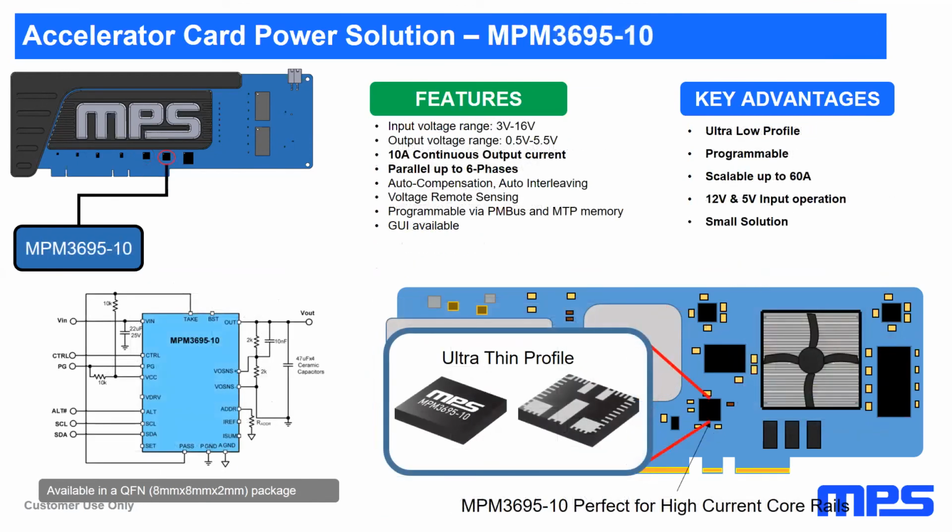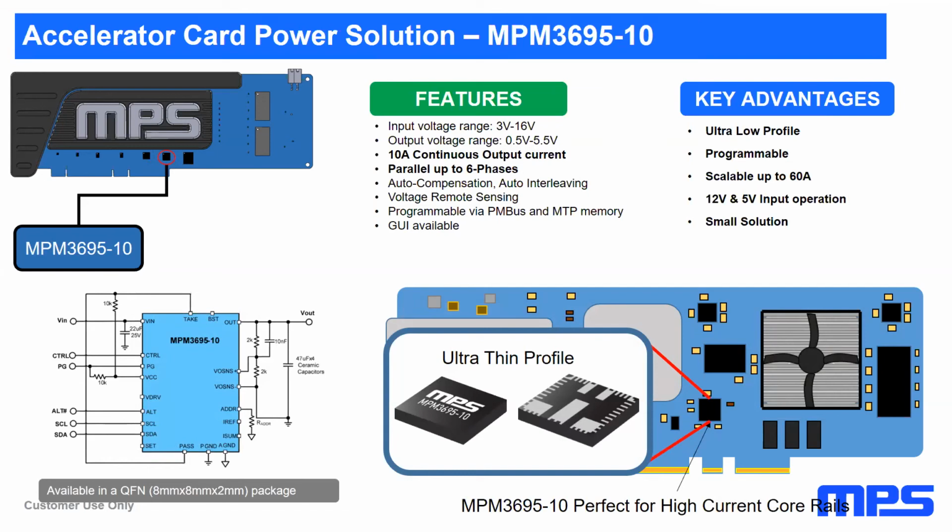And then the last module that I want to showcase for our low profile solutions, and how we're addressing this accelerator card market to allow customers to place these on the back side of the board or under a heatsink, is our MPM3695-10. This device is up to 10 amps in only a 2 millimeter high package, and we can parallel it up to 6 phases, so up to 60 amps of output current, a very compact solution. This offers full telemetry and PMBus, so now you can program the part and have readback available. Very, very good solution for this part.